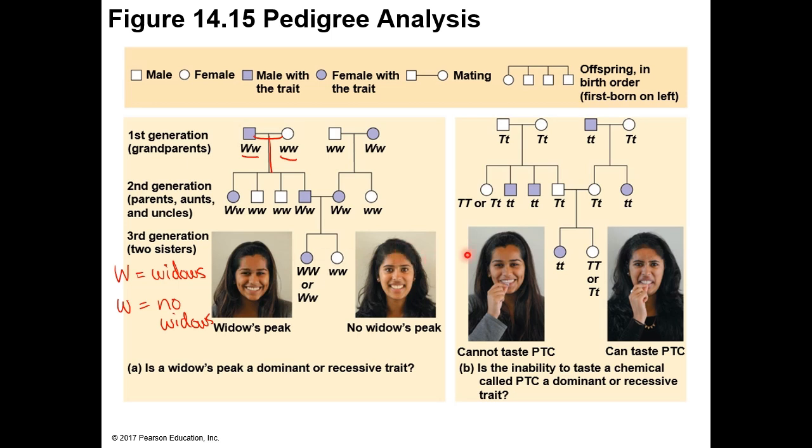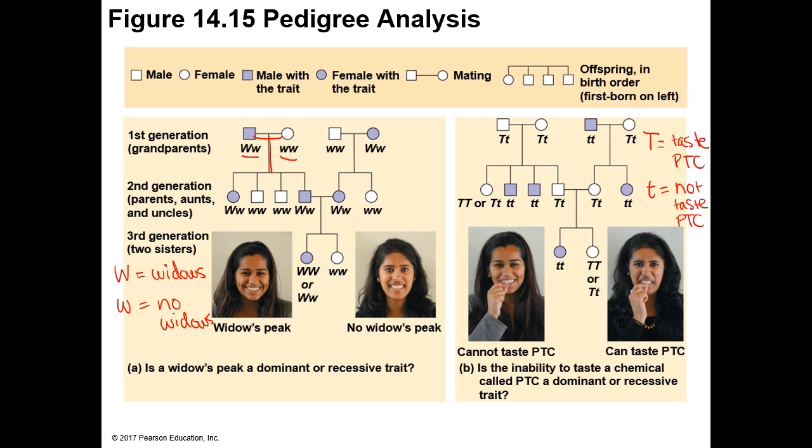Okay. The example to the right shows you a trait called PTC tasting. So the trait is the ability to taste PTC. And this is also going to be a dominant trait. So if you have capital T, you're able to taste PTC. If you have the recessive allele, you cannot taste PTC.